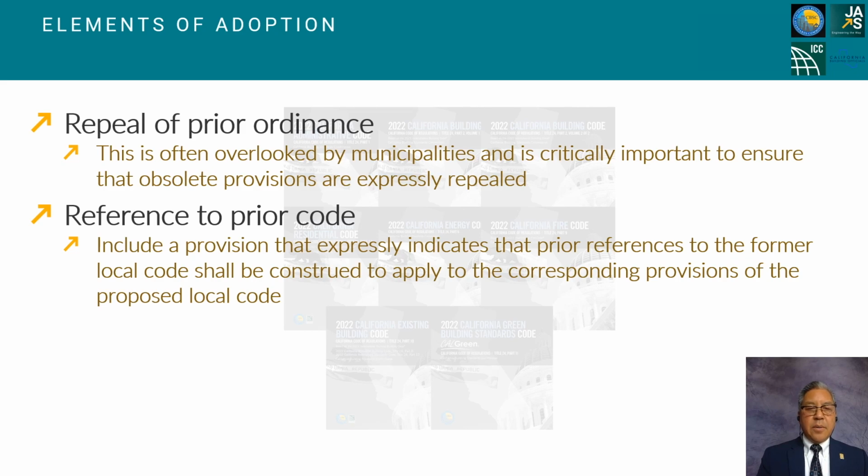References to prior code. Think about including a provision that expressly indicates that prior references to the former local code shall be construed to apply to the corresponding provisions of the new proposed local code. Most jurisdictions provide the public with free details and handouts ranging from patio covers, carports, fences, small retaining walls, and much more. Since many of those handouts contain references to a prior version of the code, addressing this can avoid conflicts.